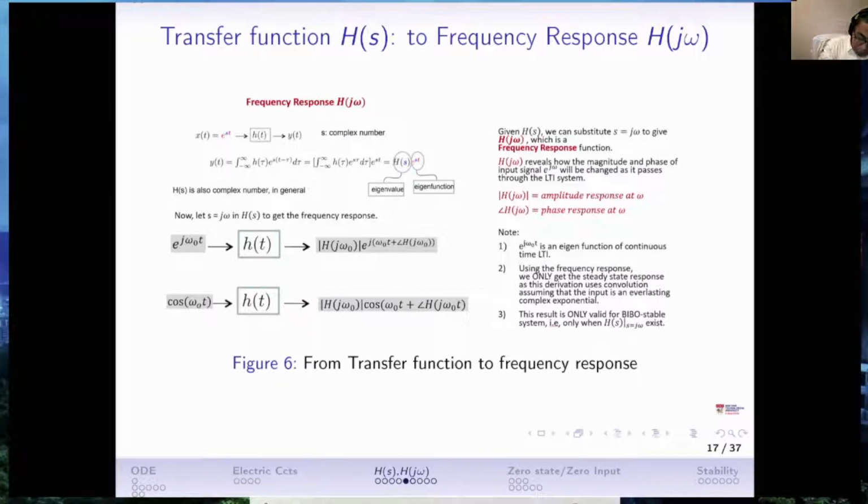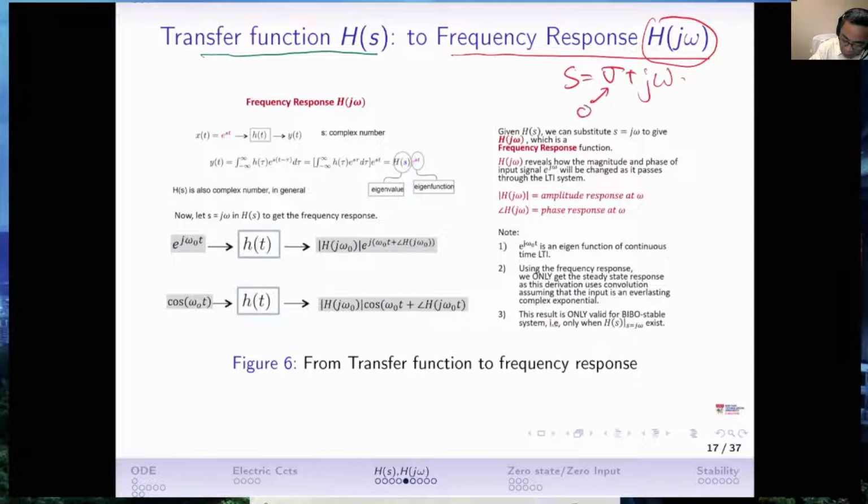Right, now we talk about how, from the transfer function H(s), we can convert it to something very useful called the frequency response H(jω). You may remember H(jω) or H(ω) from the continuous time Fourier transform. This is the same H(ω), except that in the s domain, we are replacing s equals σ plus jω, and we are setting σ equals 0. That's all, so that we'll get just s equals jω.